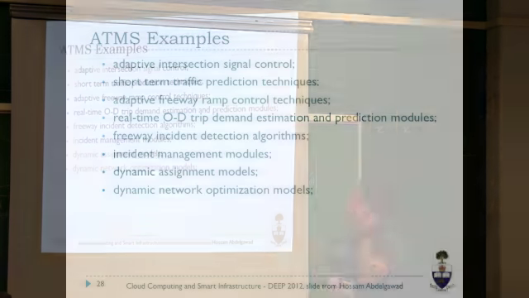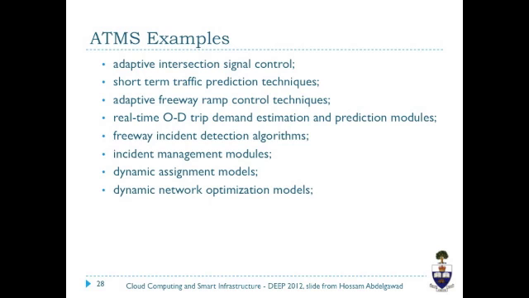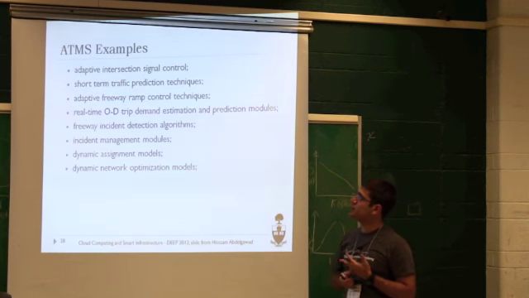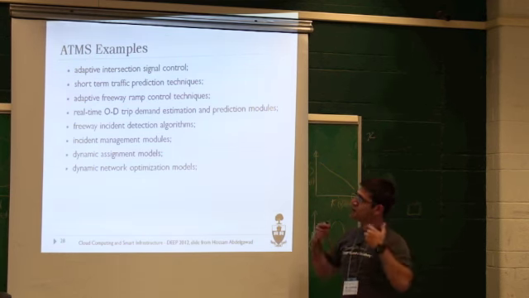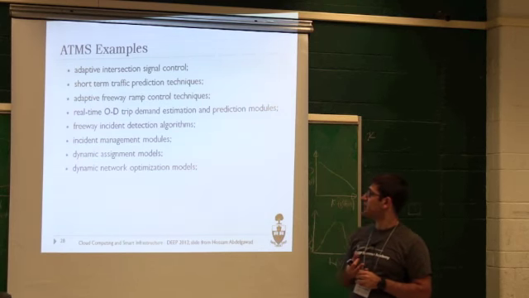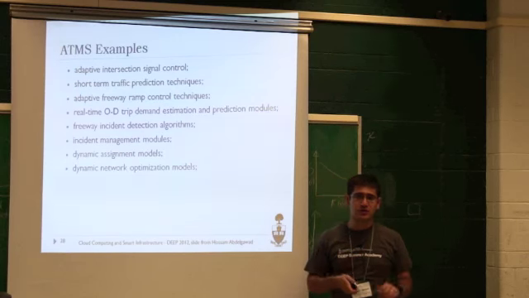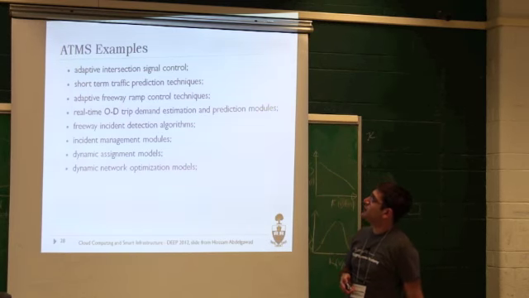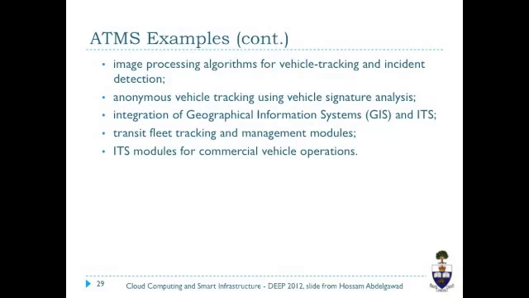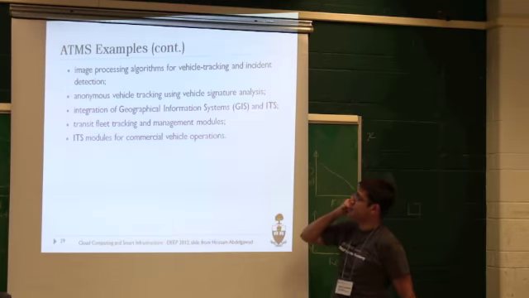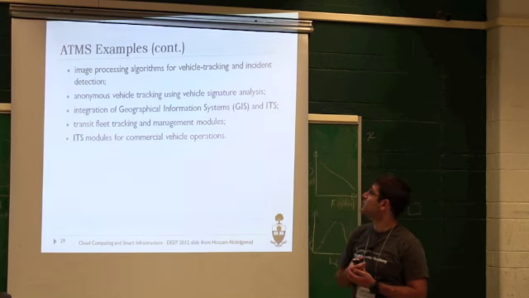Okay, ATMS examples. Adaptive intersection signal control, short-term traffic prediction, adaptive freeway ramp control, freeway incident detection, lots of things that are useful. There's dynamic assignment models, dynamic network optimization models, which is some of the things that we're going to do today. Now, let's see. There are additional things. So there's also integration with geographic information systems, so GIS.